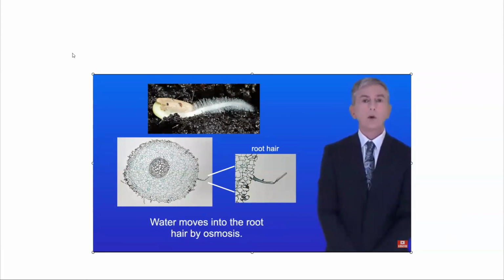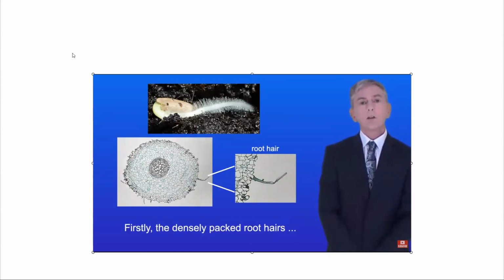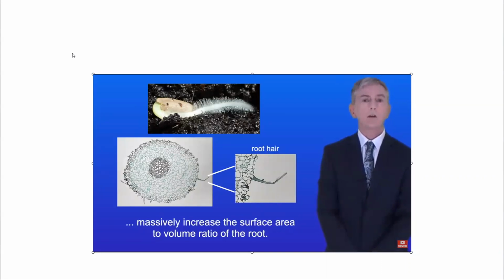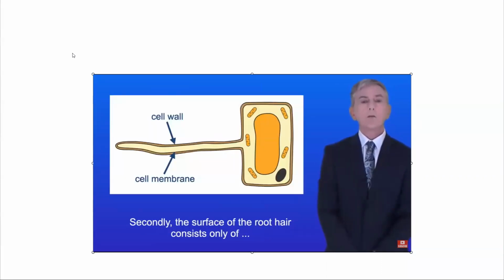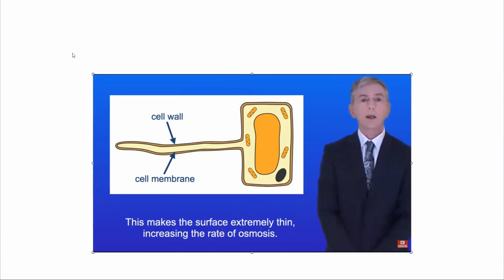Now, water moves into the root hair by osmosis, and root hair cells are adapted so that osmosis takes place rapidly. Firstly, the densely packed root hairs massively increase the surface area to volume ratio of the root. Secondly, the surface of the root hair consists only of the cell wall and the cell membrane. This makes the surface extremely thin, increasing the rate of osmosis.